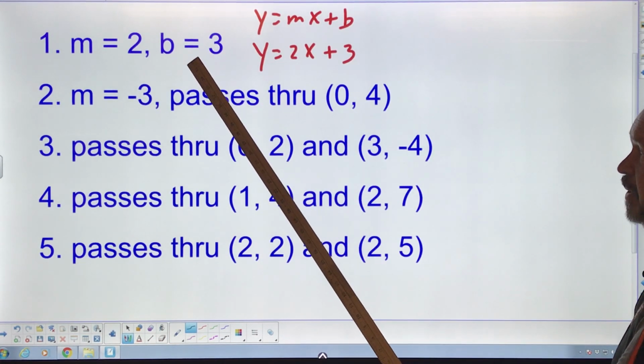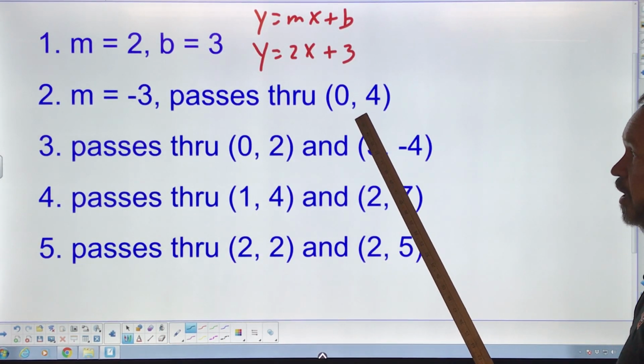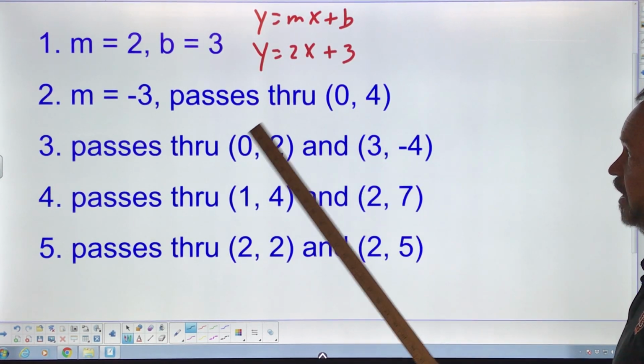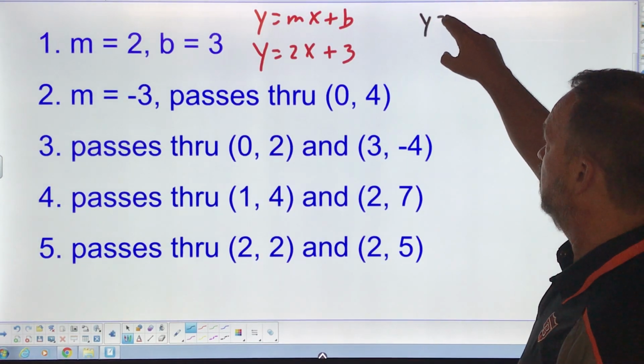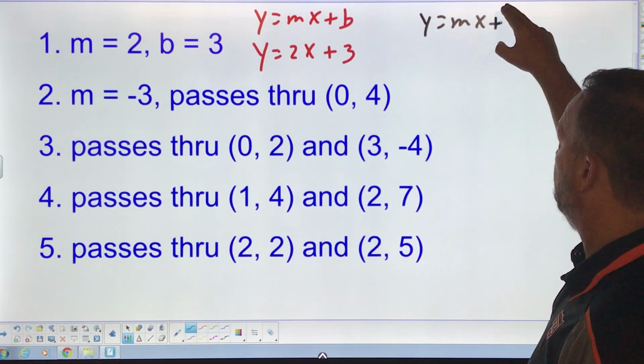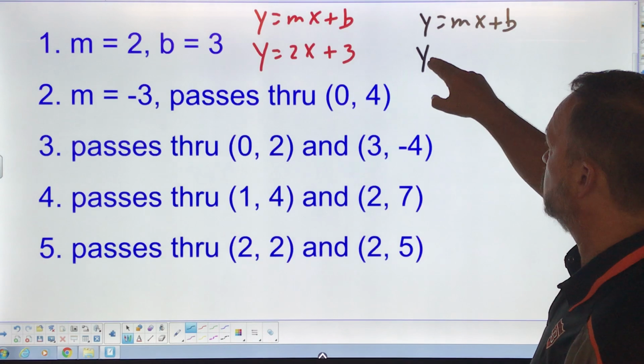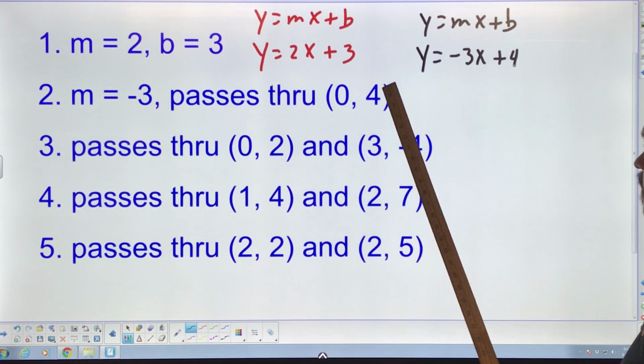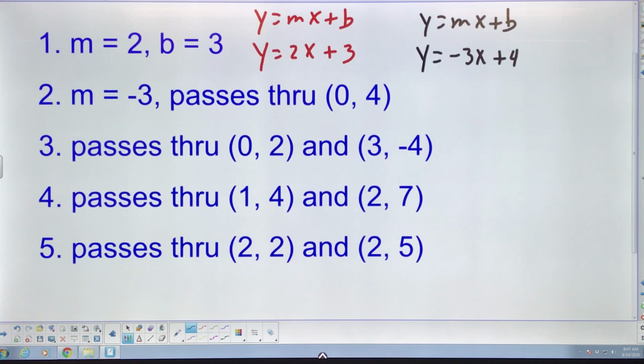In the second one, they give us the slope and the y-intercept. See, here they call it the b, here they call it 0, 4, but every y-intercept that ever lived has an x that is 0. So technically that's the b. So I use the same formula, the slope-intercept formula, where the slope is a negative 3 and the b is 4. I'm done. That's how that works.